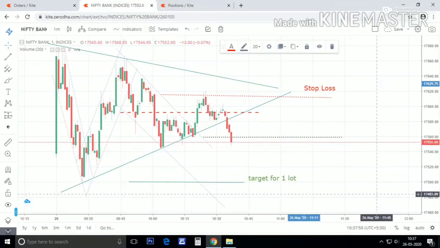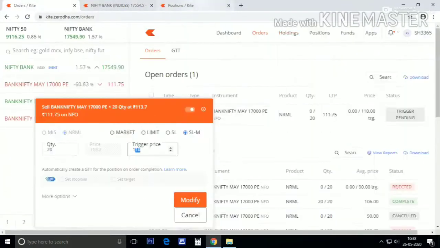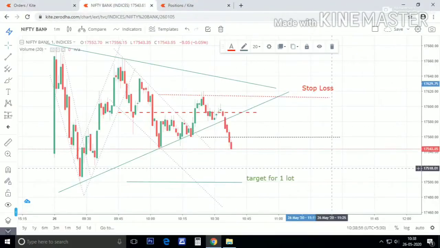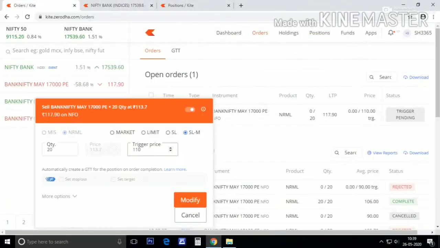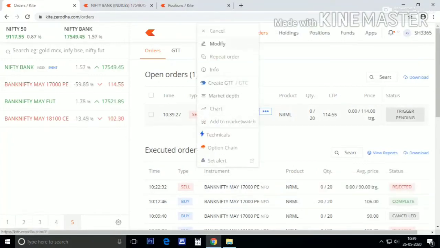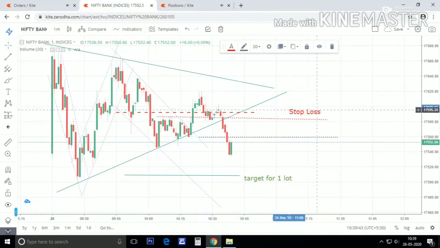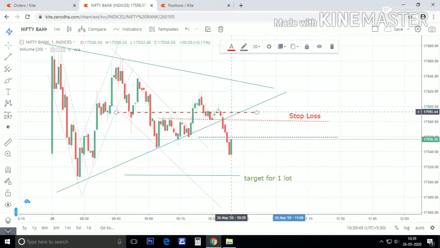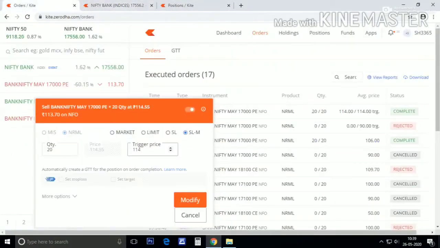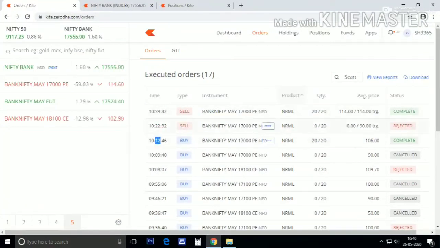Support has been broken, so we will trail the stop loss. Because the market is very volatile, I can't take the risk to lose. Let's see. So I think we will hit our target. We will hit our target clearly, but let's see what happens. You have to trail the stop loss to minimize the risk. Let's see. Okay, our stop loss has been hit, and we have booked a profit at 114, and we bought at 106.